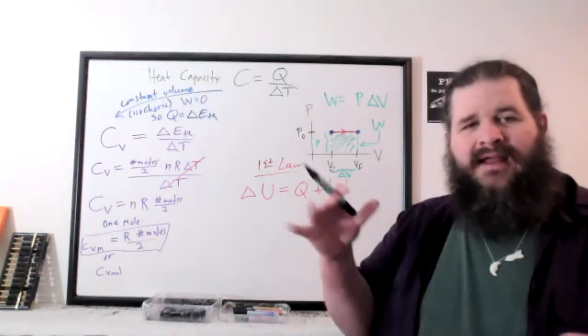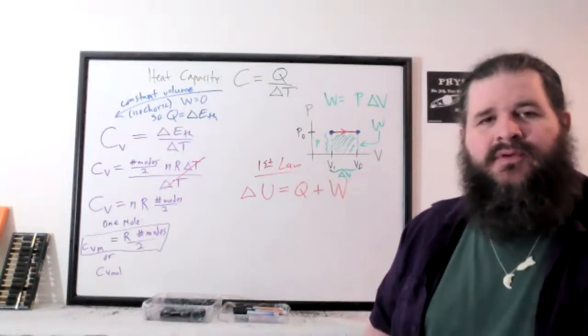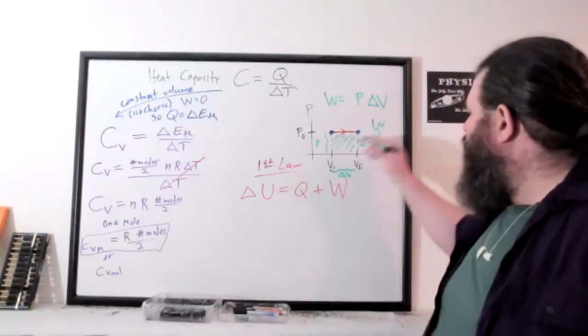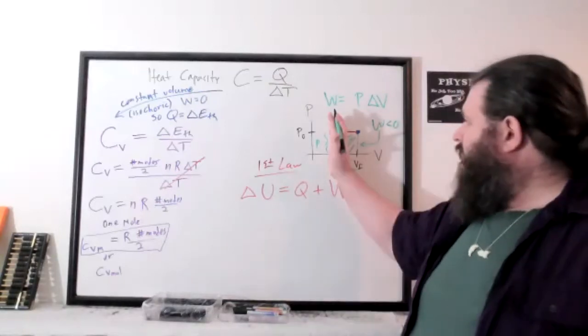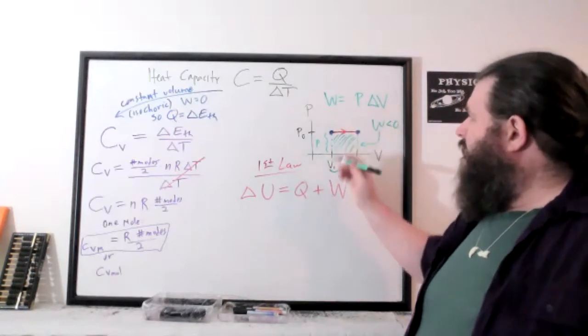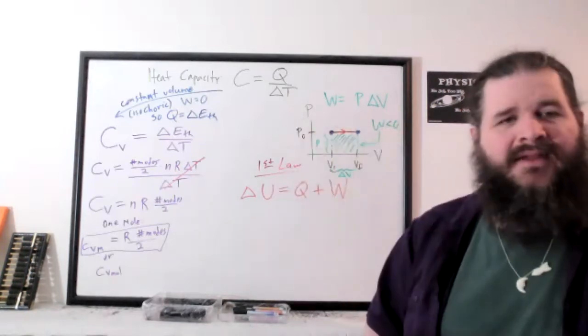So a gas expanding means work is leaving the system. So we want to treat that as a negative number. This amount of work is negative. Work is less than 0. But if the gas is expanding, delta V is positive. So what else do we need in this equation to make that work out?